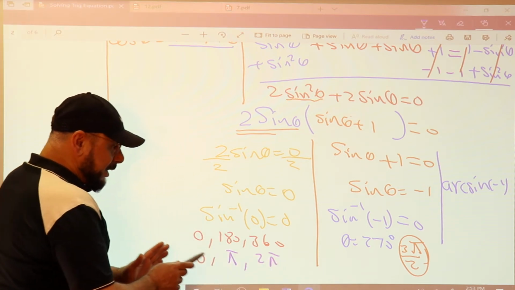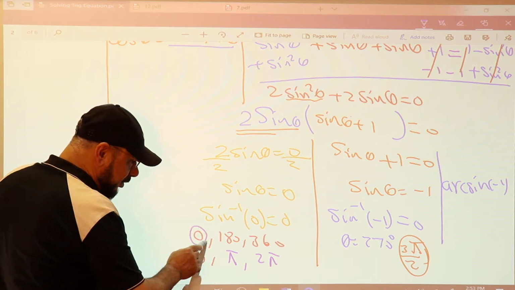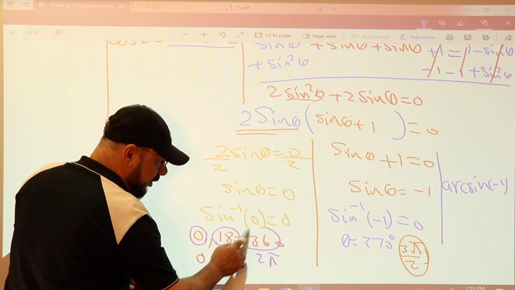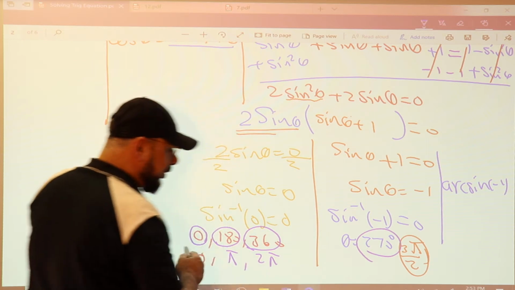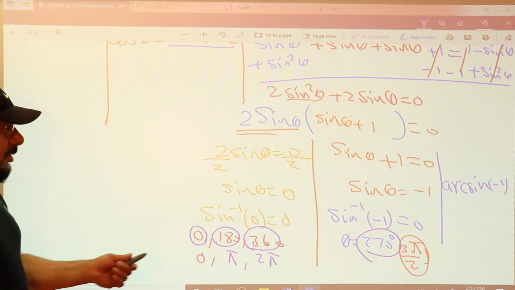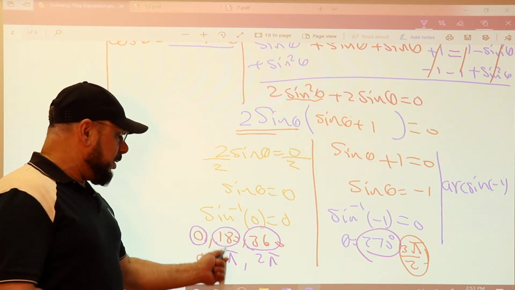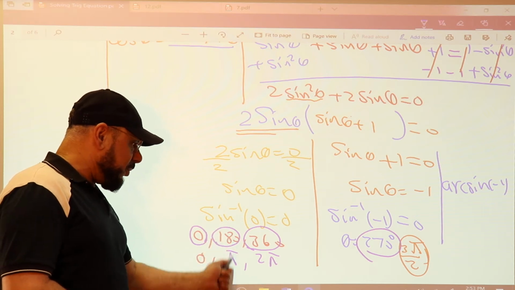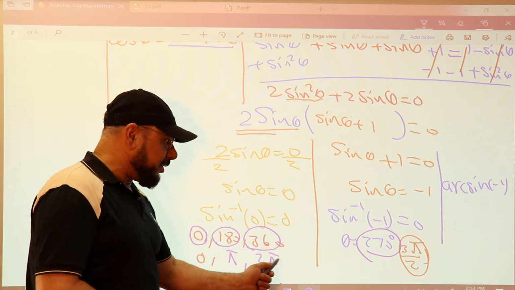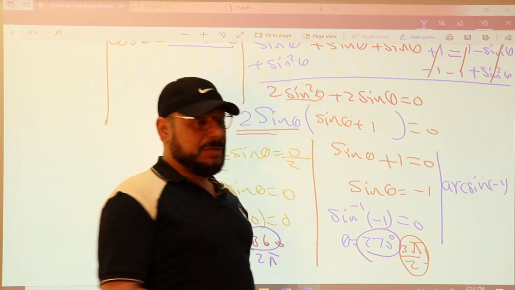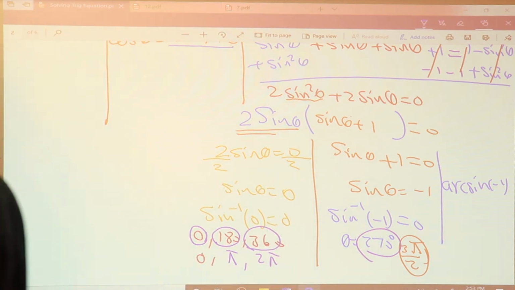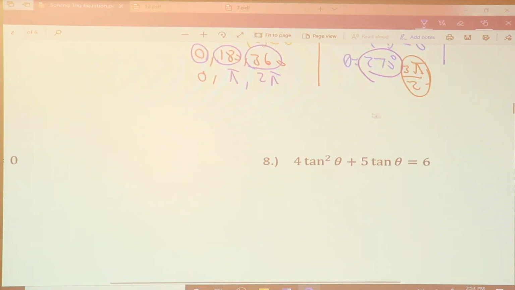Look here, the answers in degrees: 0, 180, 360, 270. All these are good answers. The answers in radians: 0 for 0, pi for 180, 2 pi for 360, 3 pi over 2 for 270. Good? This is the first problem we are done with.